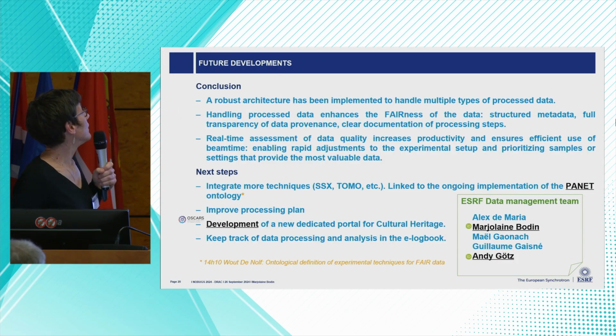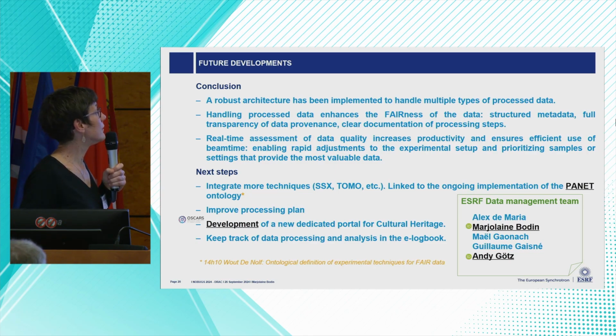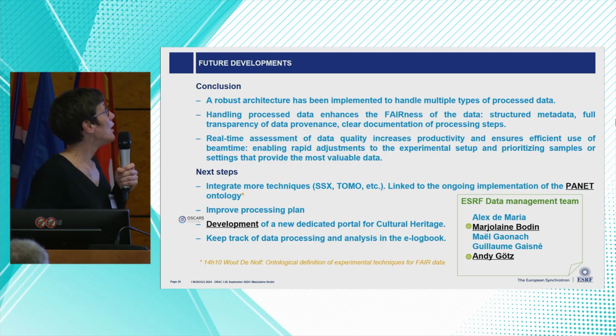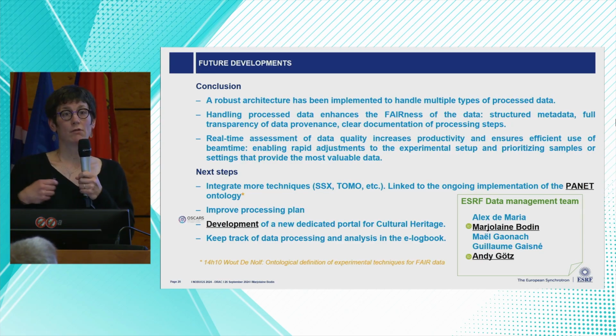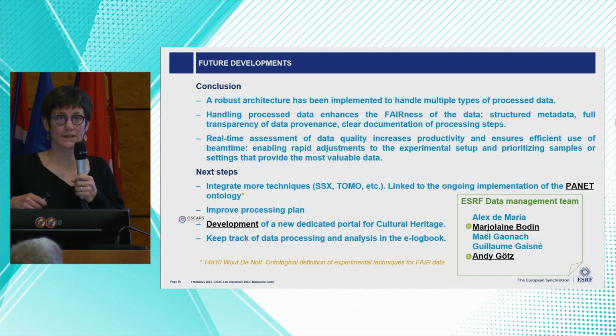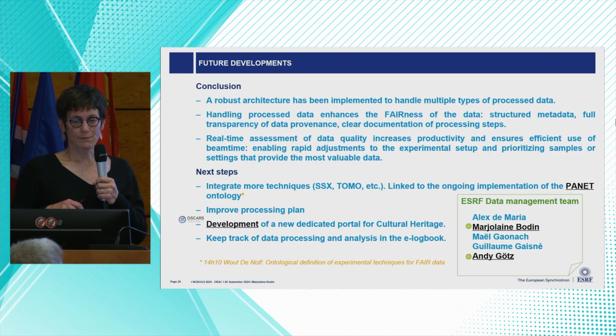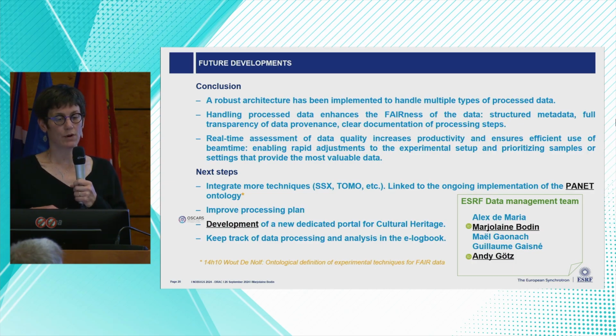DRAC is built over a robust architecture to manage various types of process data. Managing process data enhances the FAIRness of data. We now have structured metadata, full transparency of data provenance with strong links between raw and process data, and we have introduced a clear documentation of processing steps. Real-time assessment of data quality boosts productivity and ensures efficient use of beam time, enabling rapid adjustment to the experimental setup and prioritizing samples or settings that provide the most valuable data.